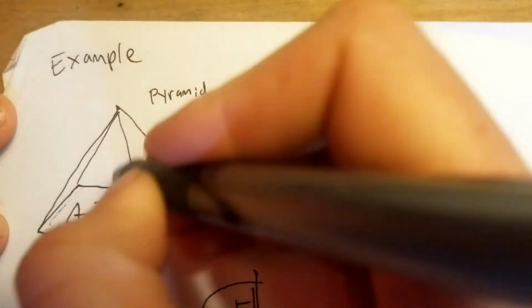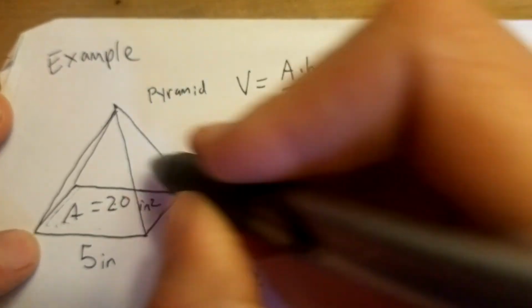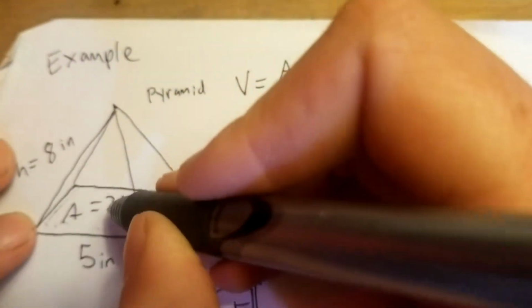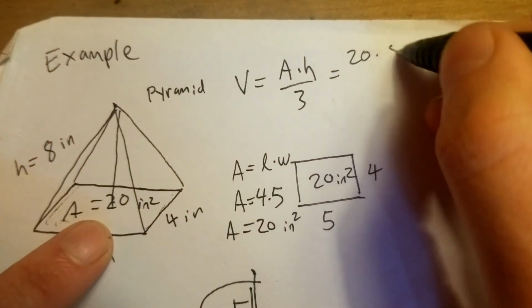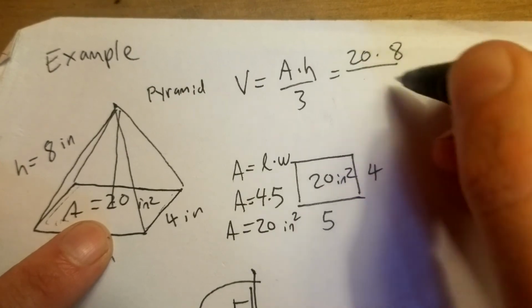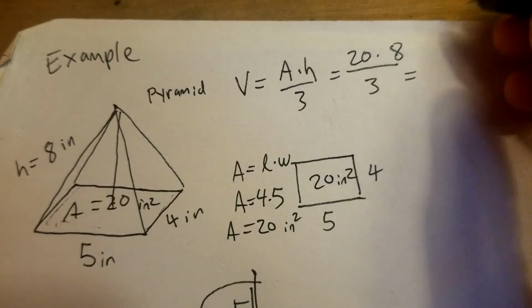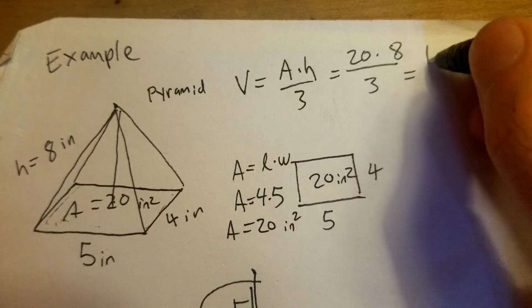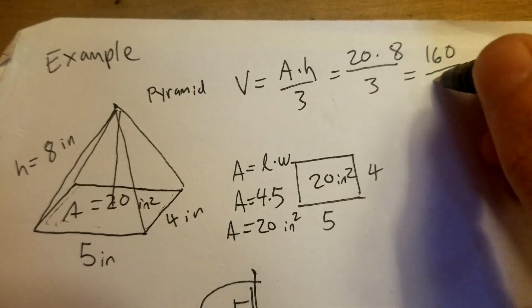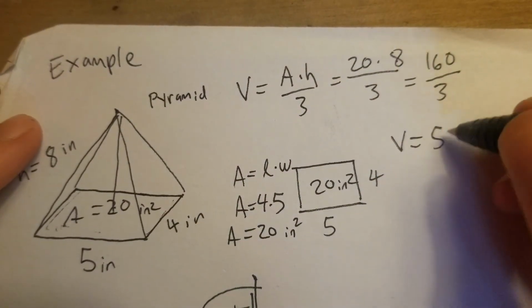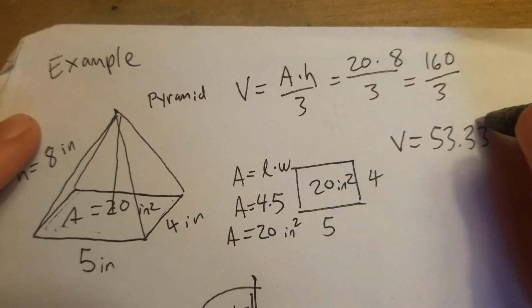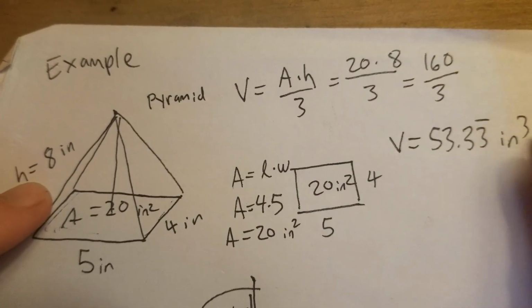So we know that the area is 20 inches squared. That gets multiplied to the height, which in this case was drawn off the paper, but it is 8 inches. So the height is from here to here, is 8 inches. So area gets multiplied to the height, and then gets divided by 3. And you would get 160 on top, gets divided by 3. The volume would equal 53.33, etc. inches cubed.